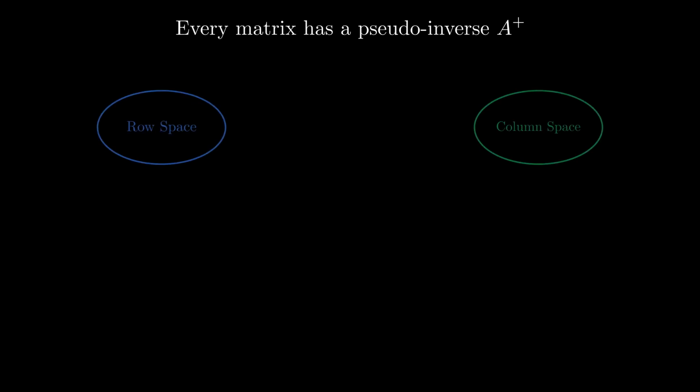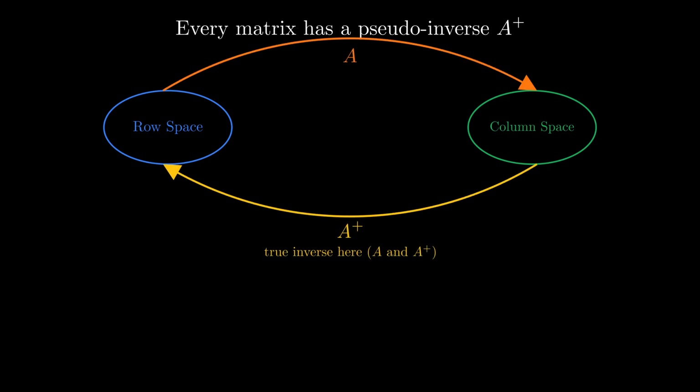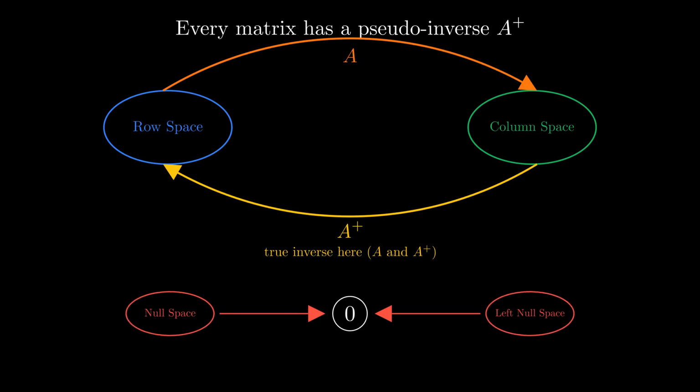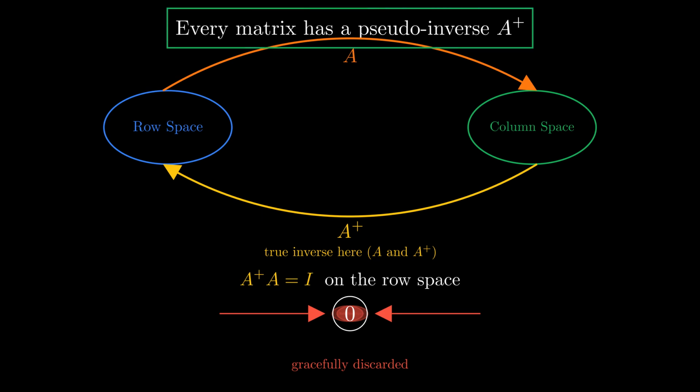The big idea: every matrix has a pseudo-inverse, no exceptions. It acts as a true inverse on the part of space where inversion is actually possible, providing the perfect map from the row space to the column space. And it gracefully discards the null spaces, the directions where information is lost. Non-invertible matrices aren't broken. They simply reserve their inverse for the subspace where reversal genuinely makes sense. That hidden bijection is always there, and the pseudo-inverse is the key that unlocks it.